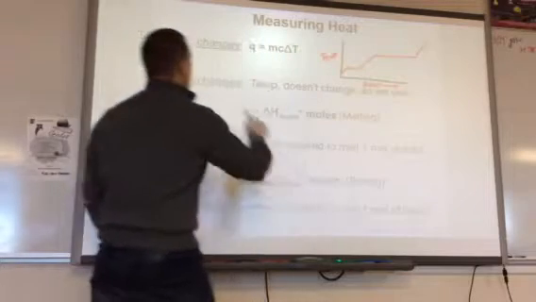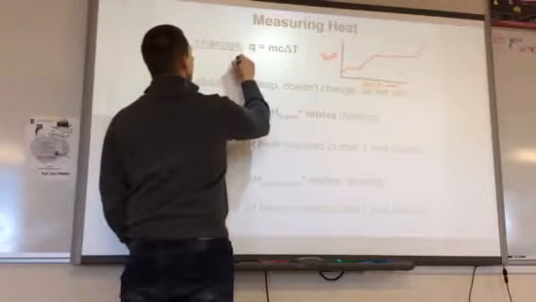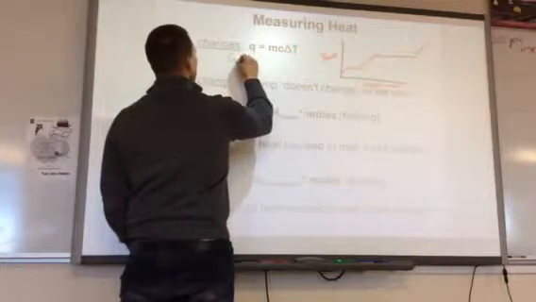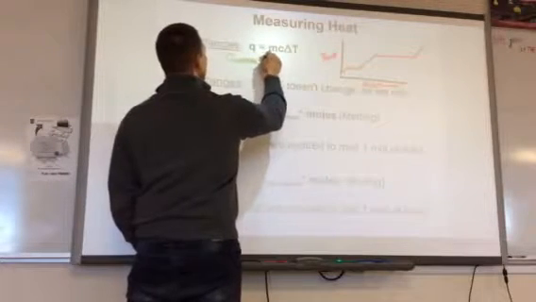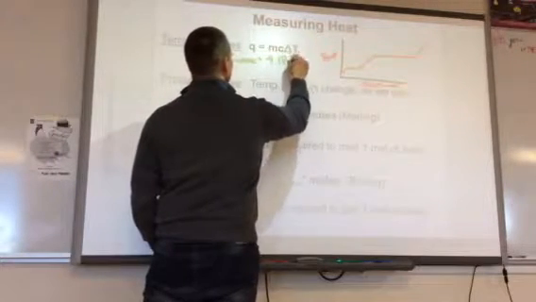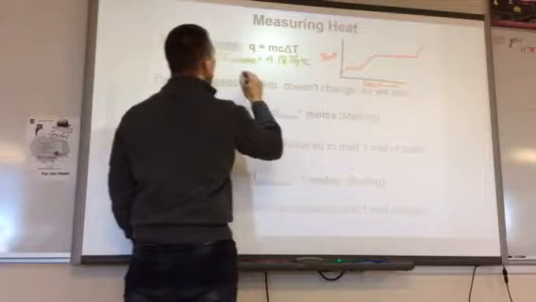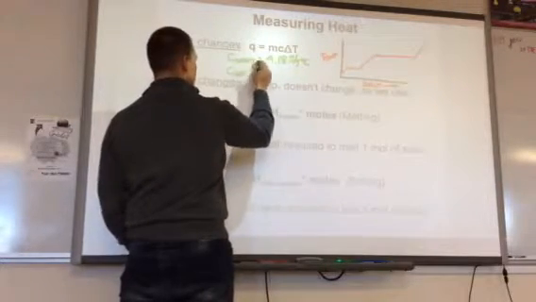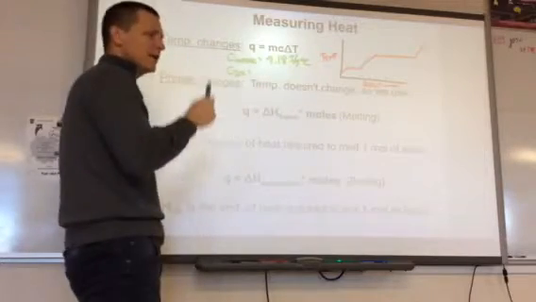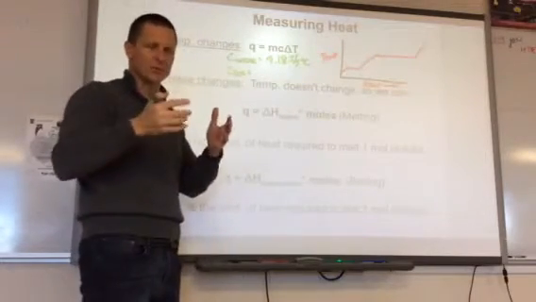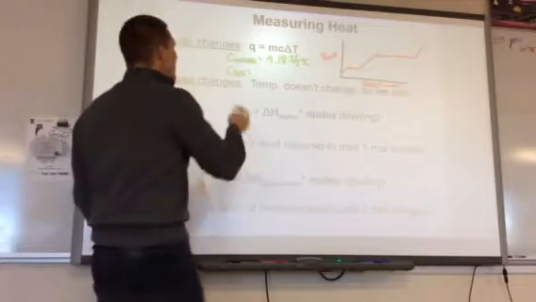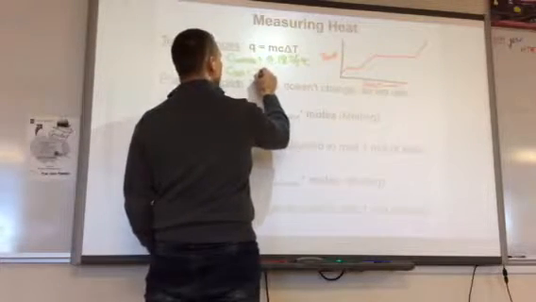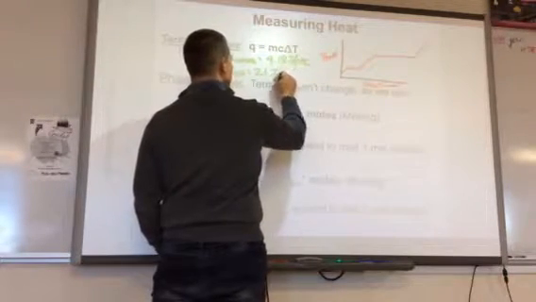Just so you have them. Now you know that C for water is 4.18 joules per gram degree Celsius. The specific heat of ice is not 4.18, so don't mix those two up. Even though it's still water, as that different arrangement, it has a different specific heat. Ice is, I believe it's 2.1 joules per gram degree Celsius.